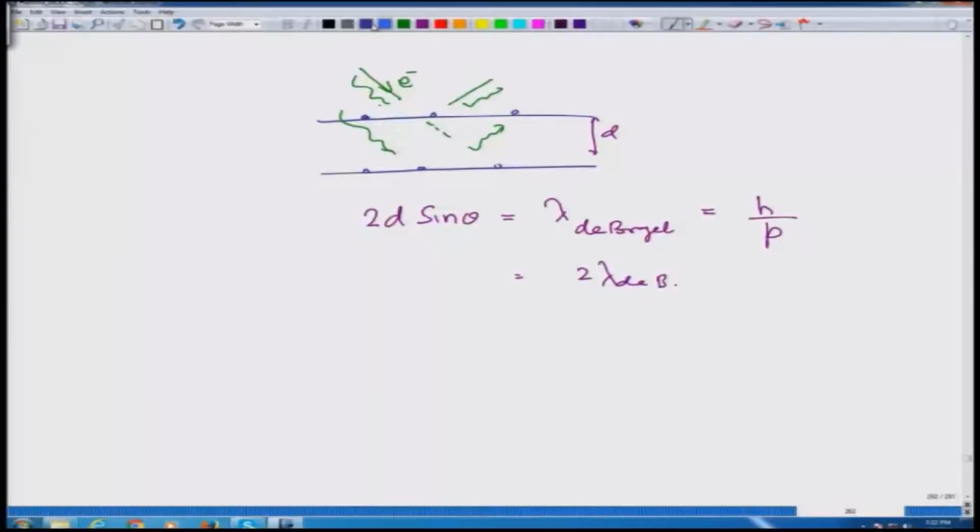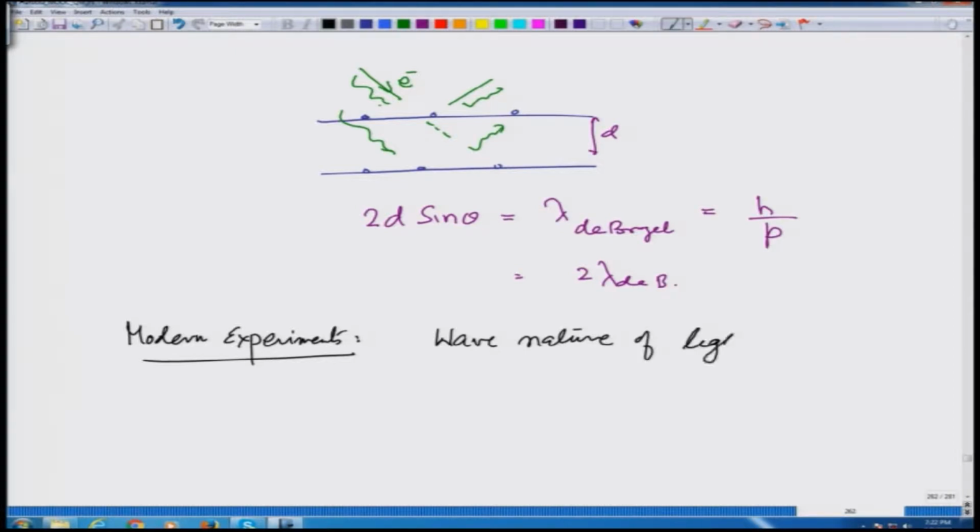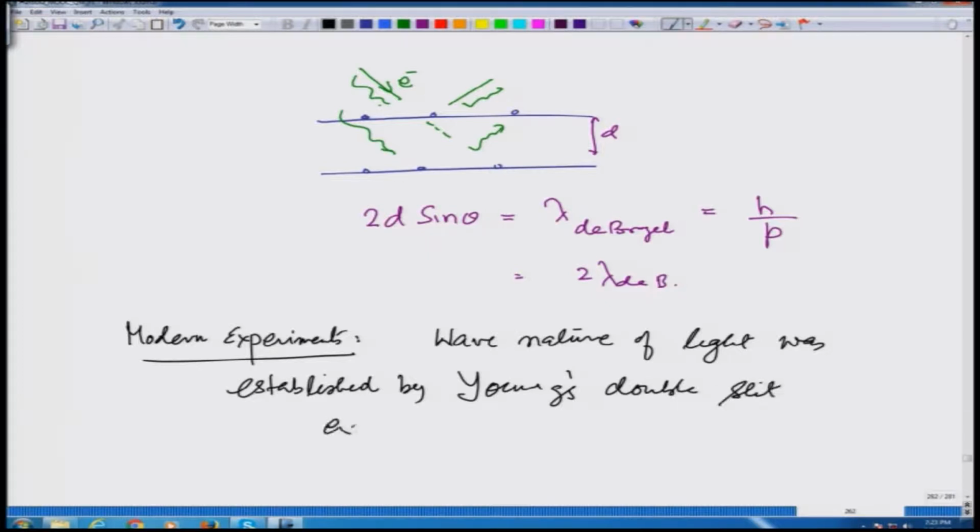Modern experiments are also there. For example, if you recall from your 12th grade, the wave nature of light was established by Young's double slit experiment.